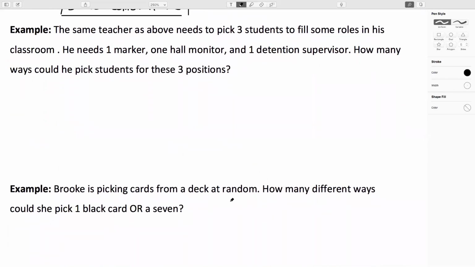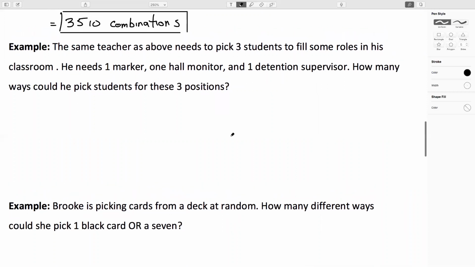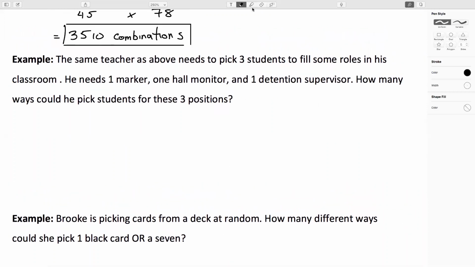Example: the same teacher as above needs to pick 3 students to fill roles in his classroom. He needs 1 marker, 1 hall monitor and 1 detention supervisor. How many ways could he pick students for these 3 positions? All right, so this one's a little bit of a different problem. Question 1, fundamental counting principle, does it apply? Technically, yes. We're choosing 3 people, I guess, simultaneously. We're not choosing a marker or a hall monitor or a supervisor. So fundamental counting principle technically applies, but the better way to do this is using permutations.